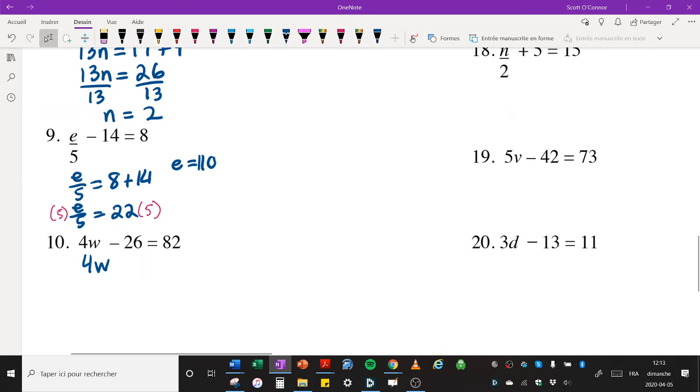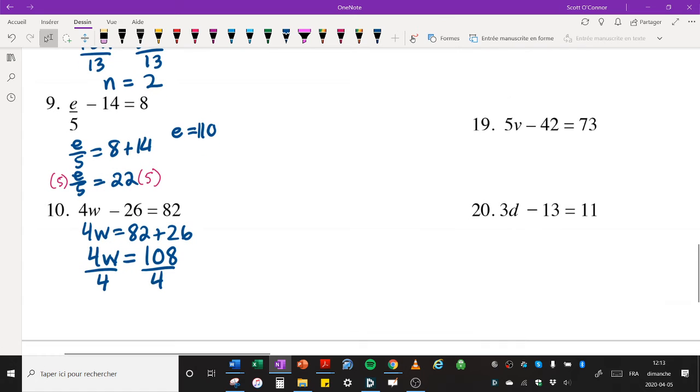I get 4w is equal to 82 plus 26. 4w is equal to 108. I divide both sides by 4, and I should get 27 if I'm not mistaken. 27, so w is equal to 27.